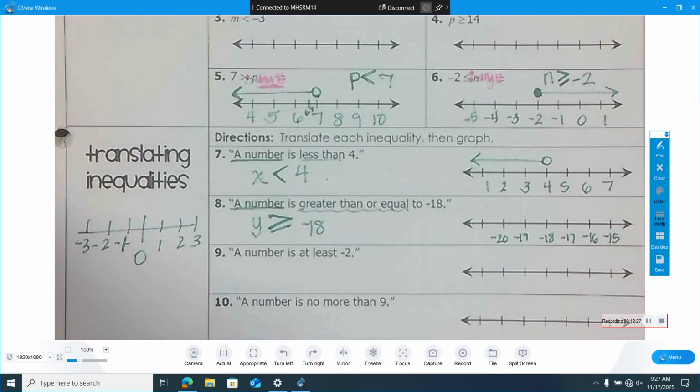Because it's awesome. Because they've built in a ton of review in middle school math, that's why.